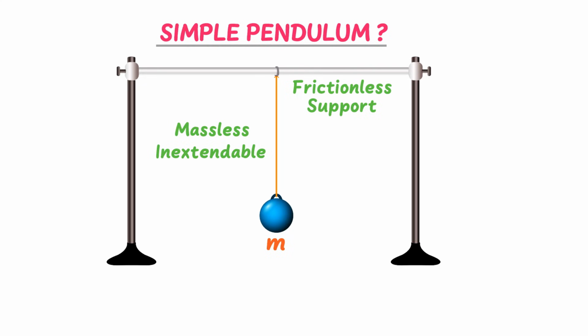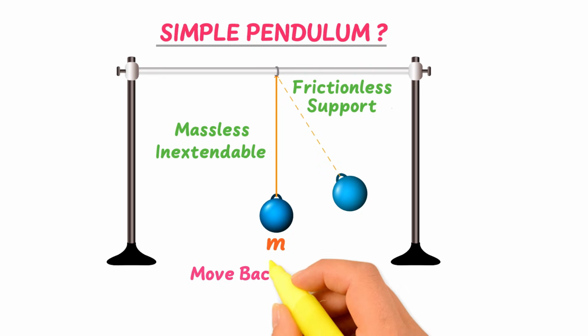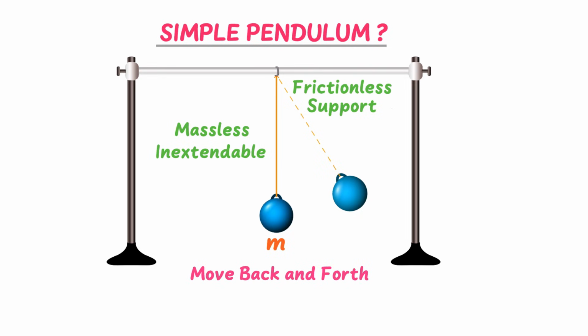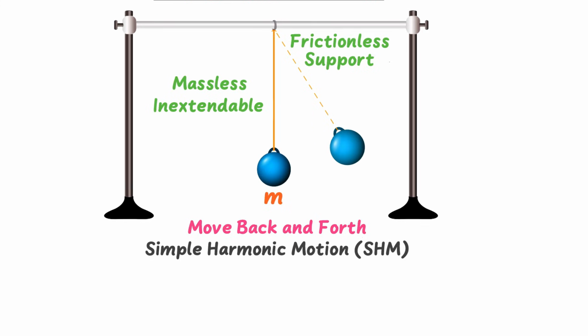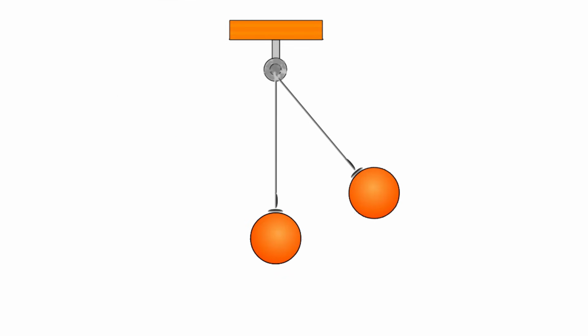Now if I displace this mass from the mean or equilibrium position, it will move back and forth. This back and forth motion of the simple pendulum is called SHM, or simple harmonic motion. Now let me derive the equation of SHM for a simple pendulum.